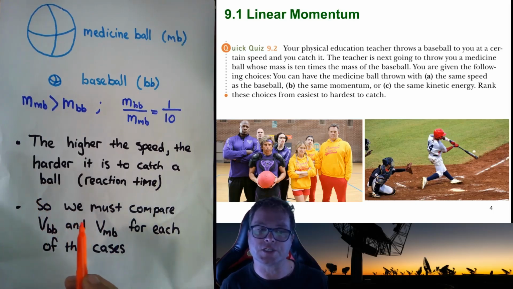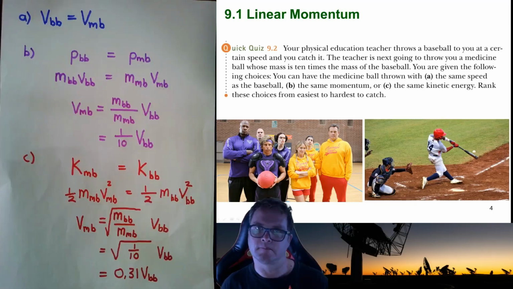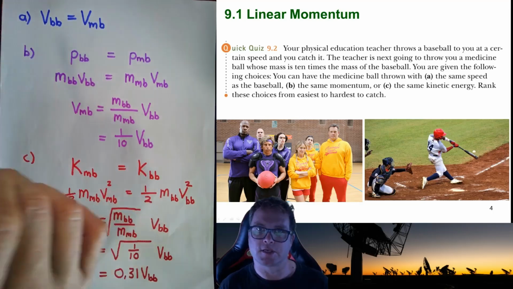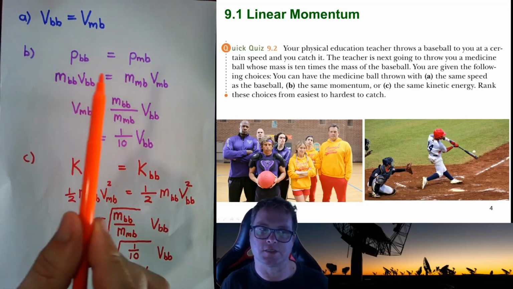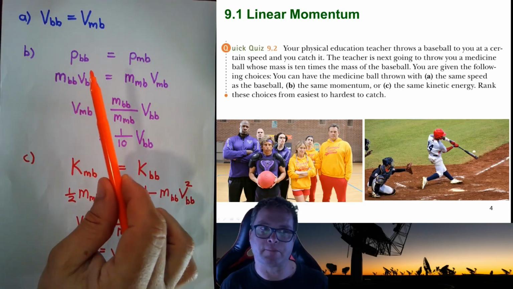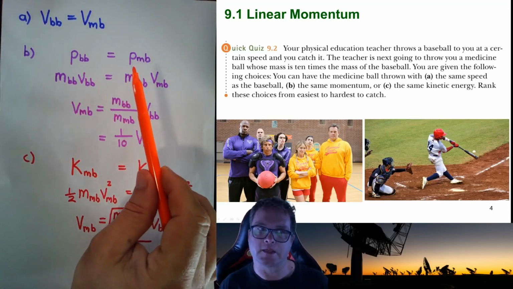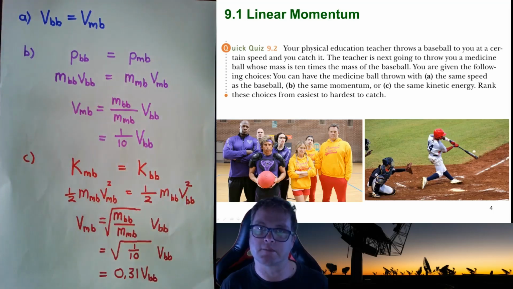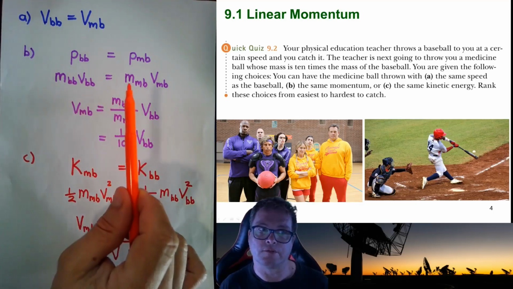So what we need to do in the question is compare the speed of the baseball to the speed of the medicine ball for each of the different cases. Okay, so the first case, they tell us that the speed of the medicine ball is the same as the speed of the baseball. So this is a relatively simple case for us to analyze. The second case, they say that both balls have the same momentum. So as I've written here, the momentum of the baseball is the same as the momentum of the medicine ball. But remember, what we want to do is compare the speed of the medicine ball to the speed of the baseball for each of the cases.